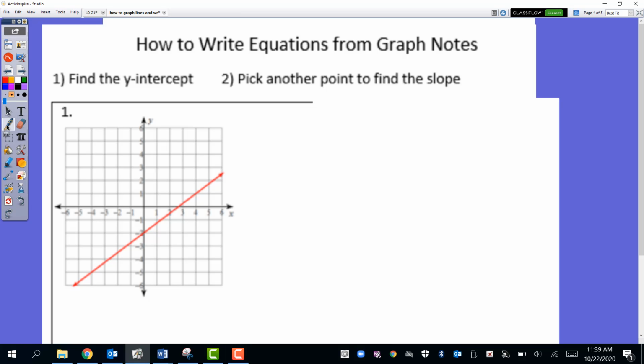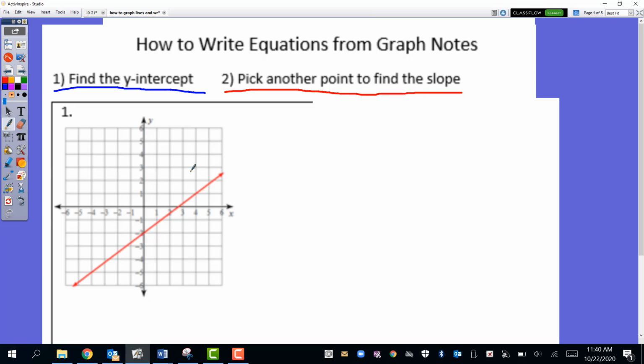Okay, so now how do we go the other way? How do we take a graph that's already there and write an equation? So the first thing you're going to figure out is the y-intercept. That's the first thing we do when we graph it, so it's not surprising that that's going to be the first thing we do when we're writing the equation. And then we're going to pick another point to find the slope on the graph.